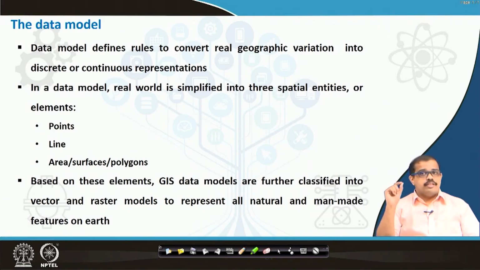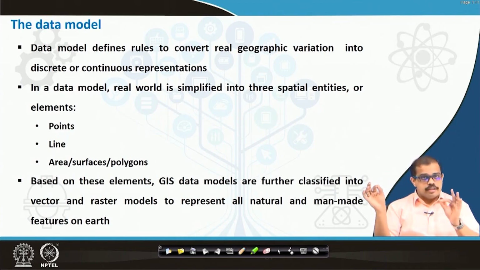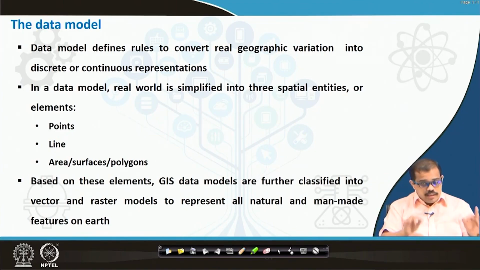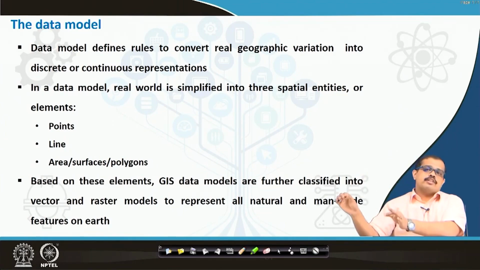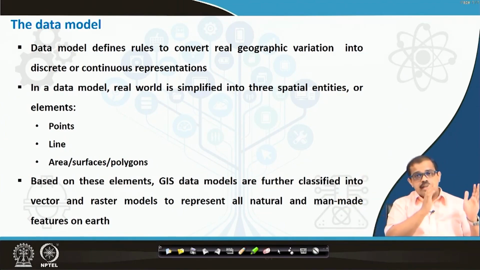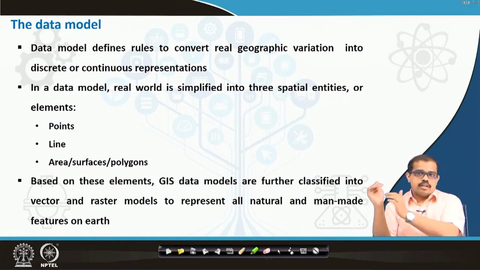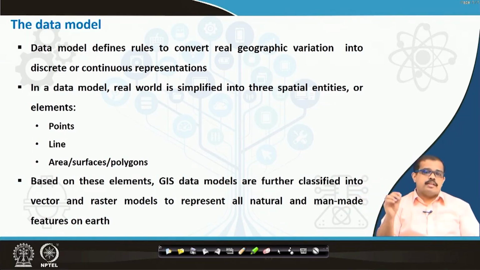So, just to signify that, what do you mean by a data model? It is nothing but rules, in inverted quotes, rules to convert a real geographic variation. So, please keep this in mind, it is real geographic variations. Okay. Each of these real quantities is converted into discrete or continuous representations. So, you are converting a real value to a discrete or continuous representation. So, this is nothing but what is called a data model.